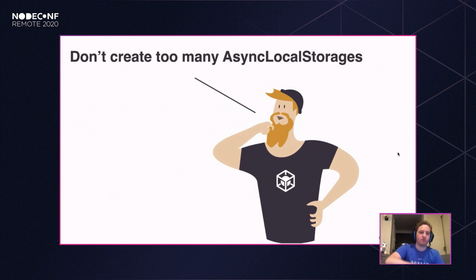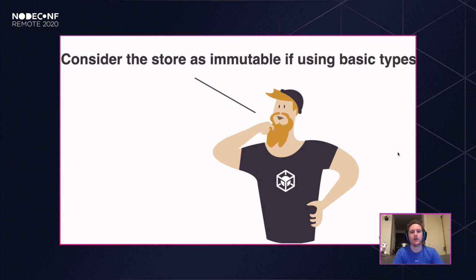Okay, this best practice might go against the previous one: don't create too many async local storages within one app. My rule of thumb is create one per scope. Create one for your business logic, have one for your monitoring tool, and have one maybe for security layer. But don't create too many of them, because each time there is a new asynchronous operation, each time init is called, we have to loop over the instances of async local storage.